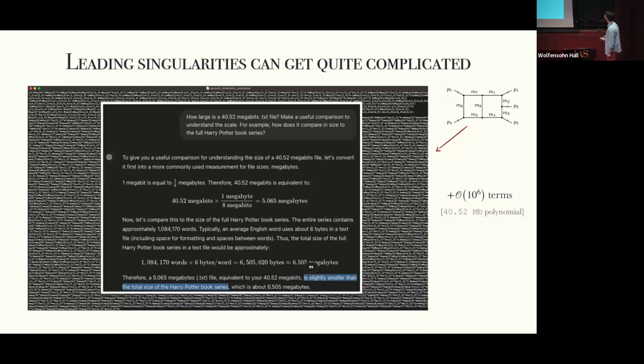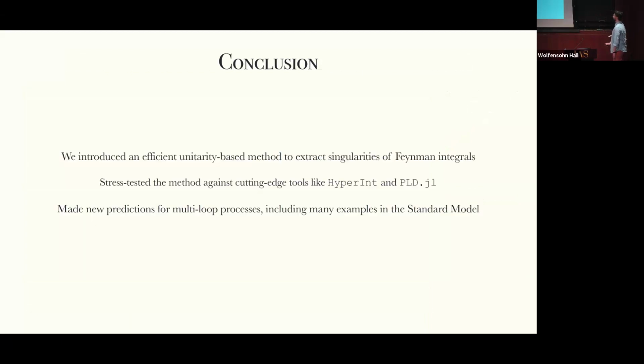So I just find it pretty amazing that a two-loop diagram can give a polynomial as big as that. It's probably bad news for the symbol person, but I don't know. Yeah. So let me conclude.